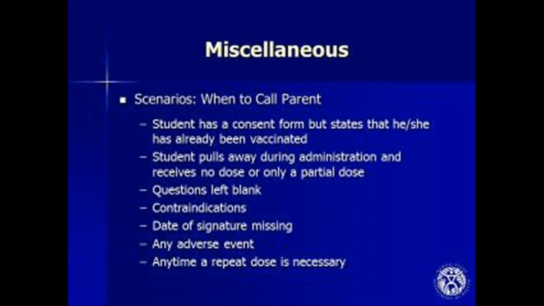When the date of the parent or guardian's signature is missing, if the parent or guardian is contacted, document their consent to date the form. Also, parents should be contacted for any adverse event, and any time a repeat dose is necessary, to request permission to revaccinate.